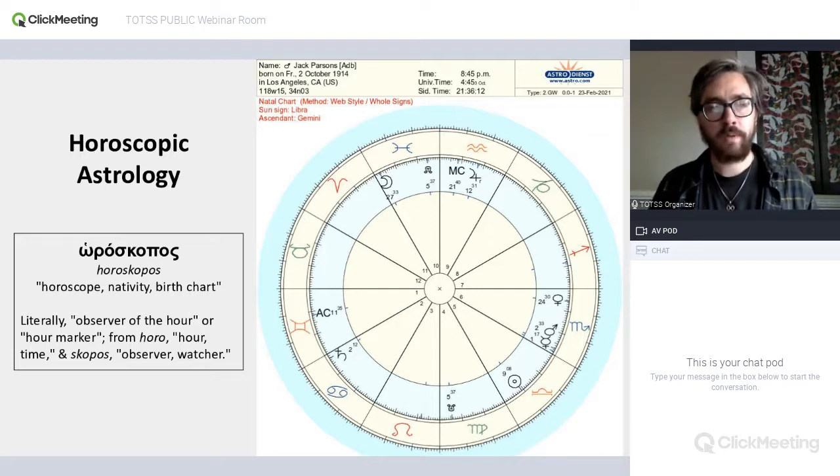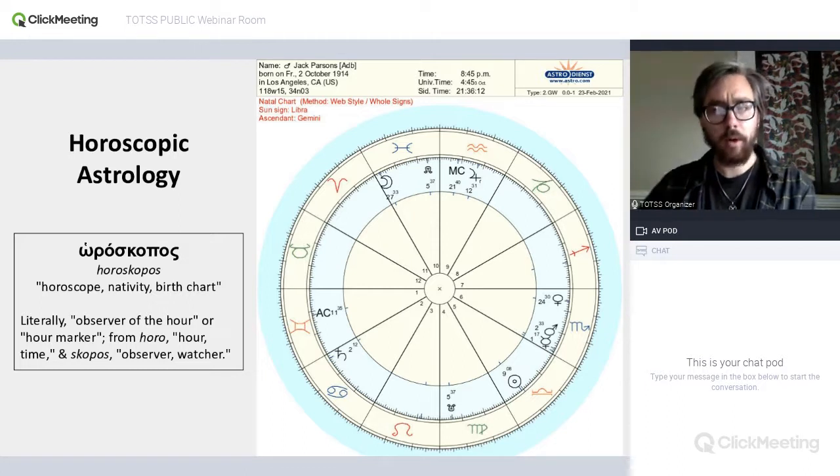So the word horoscope comes from the Greek horoskopos, which means horoscope or nativity or birth chart. And of course, nativity and birth chart are synonyms for each other. Those are horoscopes cast for the moment that someone, generally a human, but of course you could use it for any sentient being, is born at a definite moment in time. So a birth chart or a nativity is a particular type of horoscope.